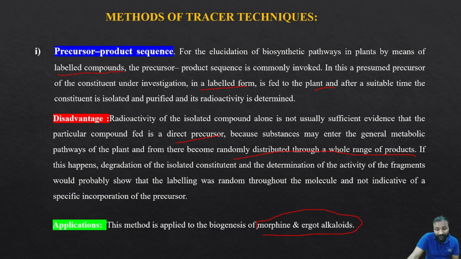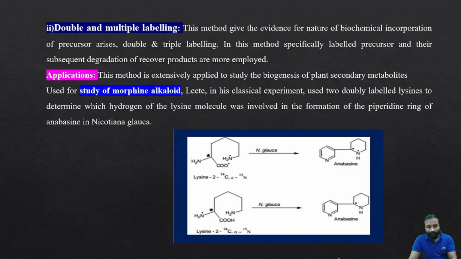For a GPAT examination, you should remember that. By which method of tracer technique can we assess the biogenesis of morphine and alkaloids, the precursor and product sequence? By this method we can know the biogenesis of morphine and alkaloids. Yeah, this is one method.